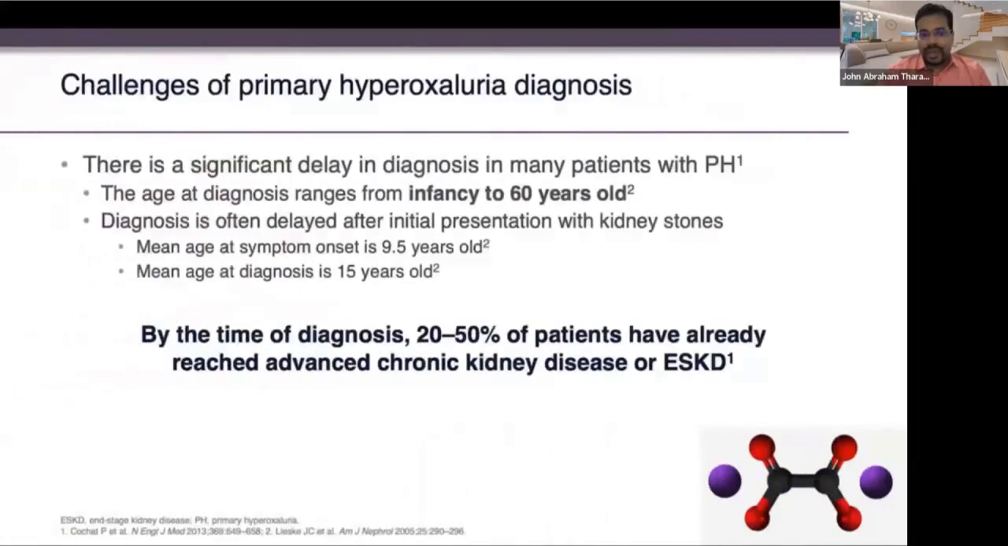Challenges in the diagnosis are there. There is a significant delay in the diagnosis in patients with primary hyperoxaluria. The age at diagnosis ranges from 1 to 50 years, and the diagnosis is often delayed after initial presentation with kidney stones. The mean age at symptom onset is about 9.5 years, and the mean age of diagnosis is 5 years. In the US, the mean age of diagnosis is 5 to 5.5 years, especially as they are seen more in pediatric nephrology. By the time of diagnosis, about 20 to 50% of the patients have already reached advanced chronic kidney disease or end-stage kidney disease.